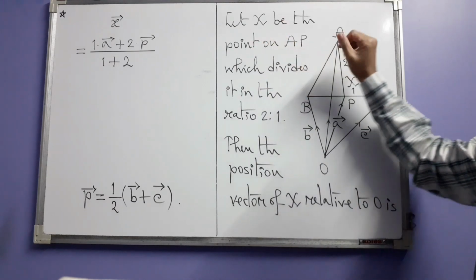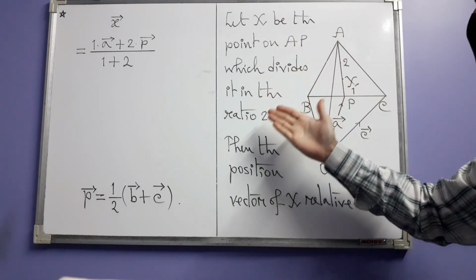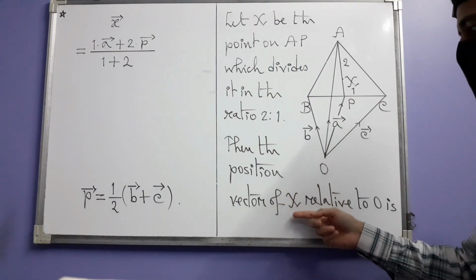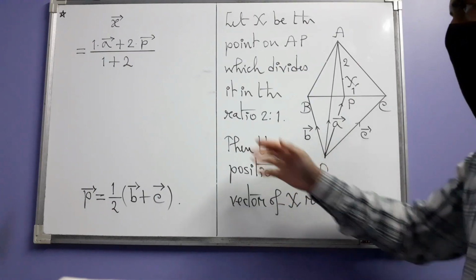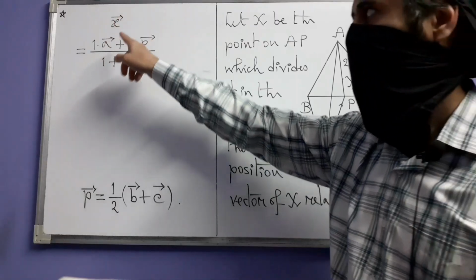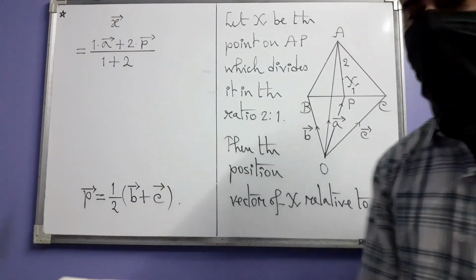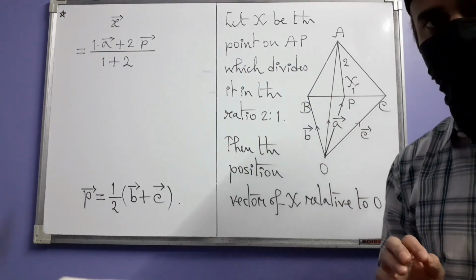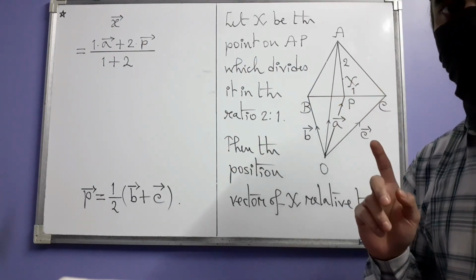Let x be the point on AP which divides it in the ratio 2:1. Then the position vector of x relative to O is this, which we are naming vector x. Now what do we know about the section formula? What did we learn in the previous video?